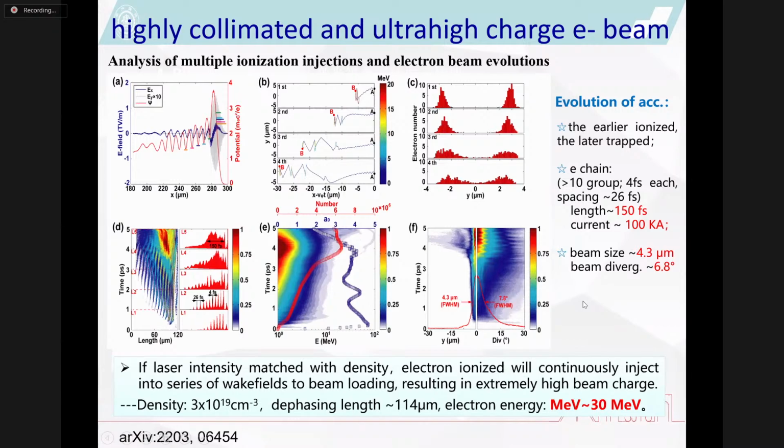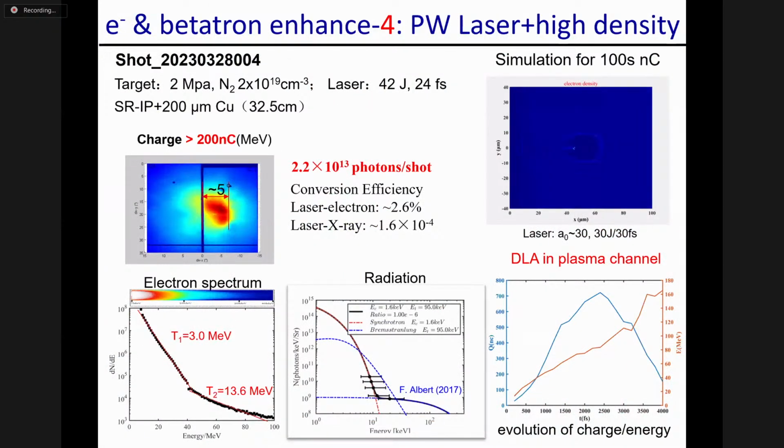Okay. So with this method, we really got a highly collimated and ultra high charge electron beam. That means high laser intensity and also high plasma density is the right way to get high charge electrons and enhanced Betatron X-rays.